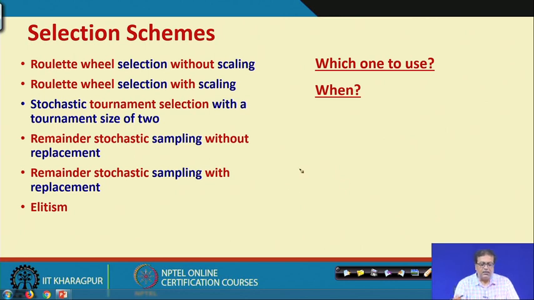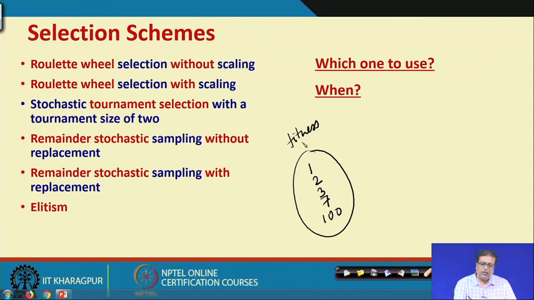To give a basic idea of what a scaling method is, supposing I have some numbers. Just let us give an example of fitness values. Supposing the fitness values are 1, 2, 3, 7 and 100. If these are my fitness values and I do a roulette wheel selection, you will find the chance of the last one getting selected will be very, very high.